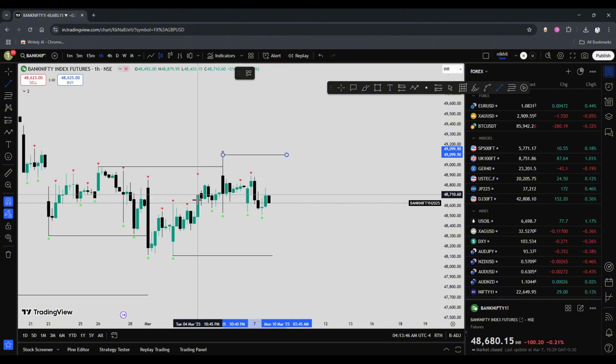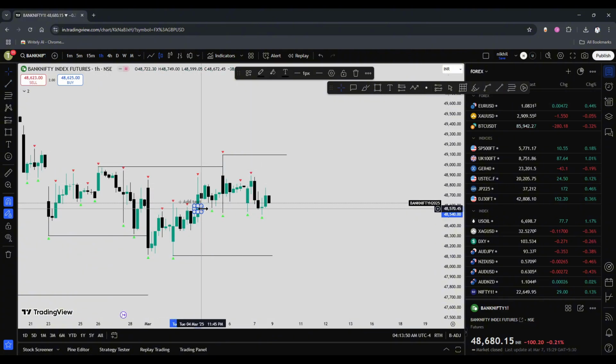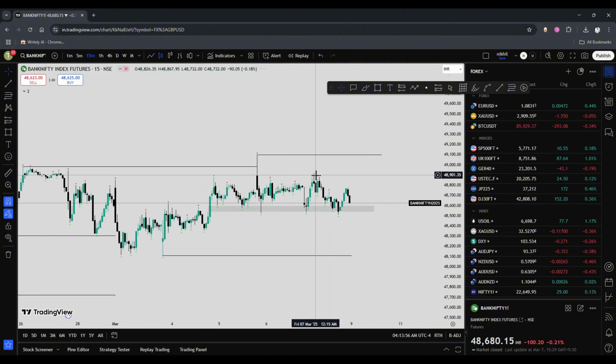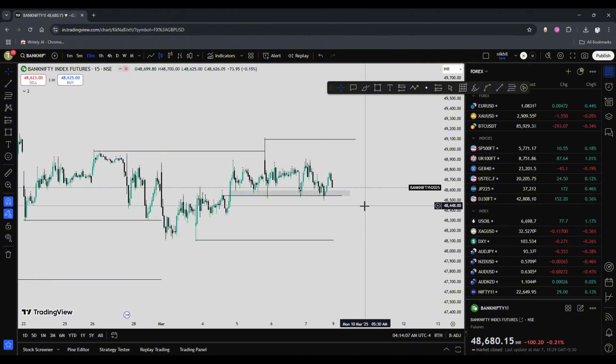So on the 1 hour time frame, we had this 1 hour fair value gap, which has already been mitigated, and price is just consolidating inside that range. Let's see, do we have anything on the 15-minute time frame? On the 15-minute time frame, you can see one thing, that is the order block. So this level is going to be crucial for Bank Nifty.